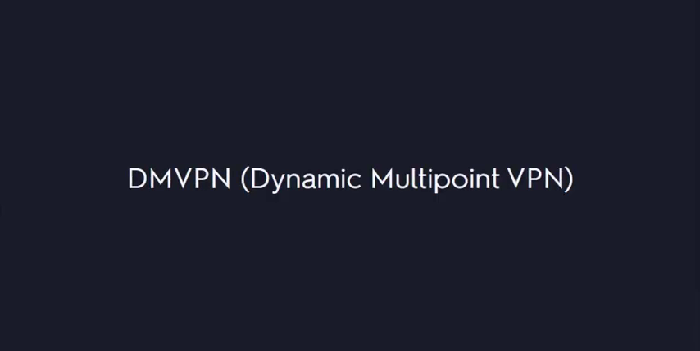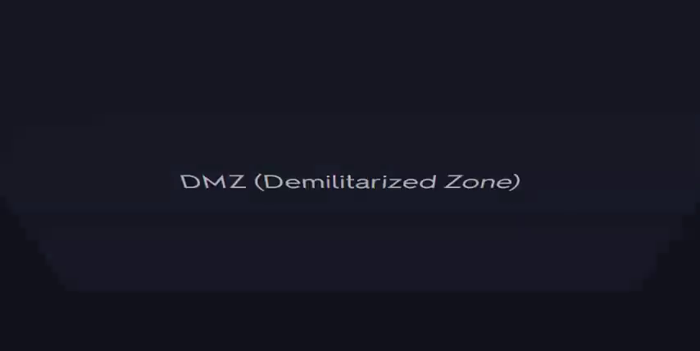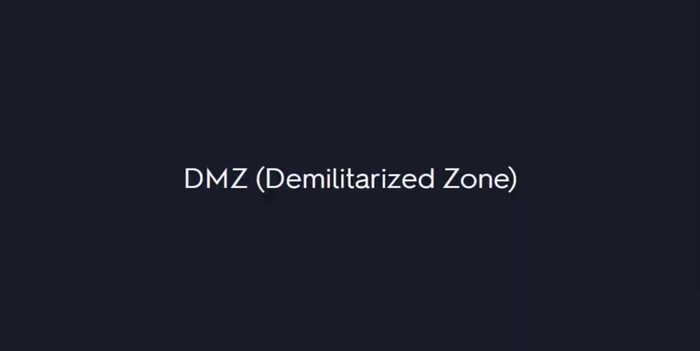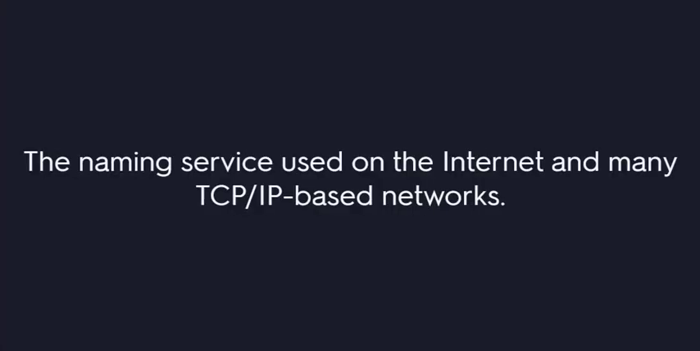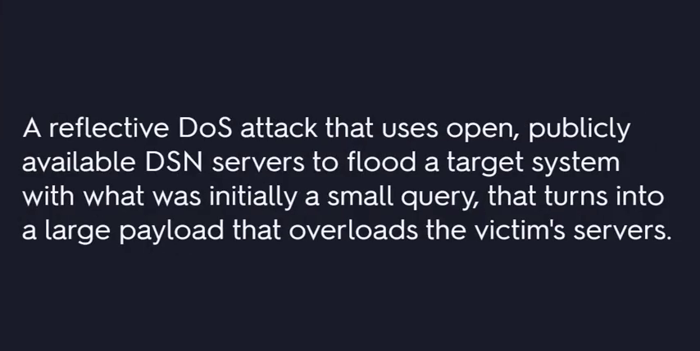DMVPN. A small section of a private network that is located between two firewalls and made available for public access. DMZ. The naming service used on the Internet and many TCP/IP-based networks. DNS. A reflective DoS attack that uses open, publicly available DNS servers to flood a target system with what was initially a small query that turns into a large payload that overloads the victim's servers.